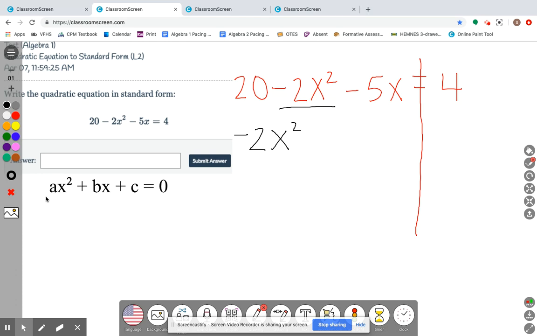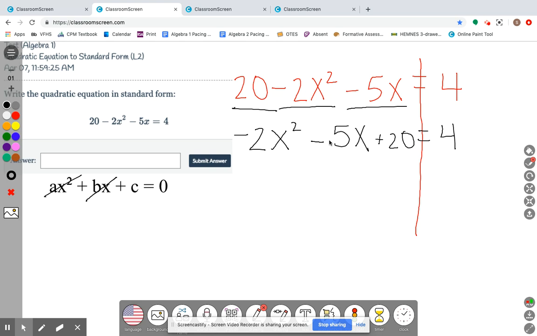So we just took care of listing our x squared piece. Now we want to list our term that is just an x piece. So if I want to get the x piece next, I'm going to look at negative 5x and write that next. And then the only thing left over on the left-hand side that I'm working with right now is my constant, my number. So I'm going to write 20 next to it, but since it's a positive 20, I'm going to say plus 20. And I'm going to write that all equal to my right-hand side. It's equal to 4.